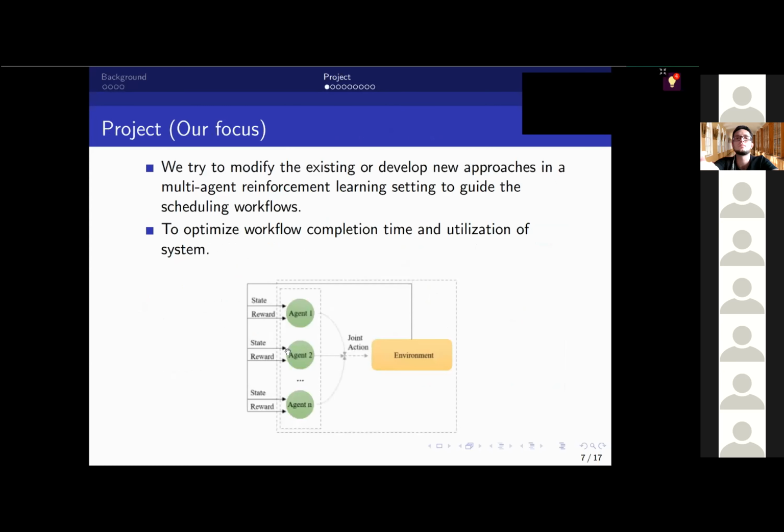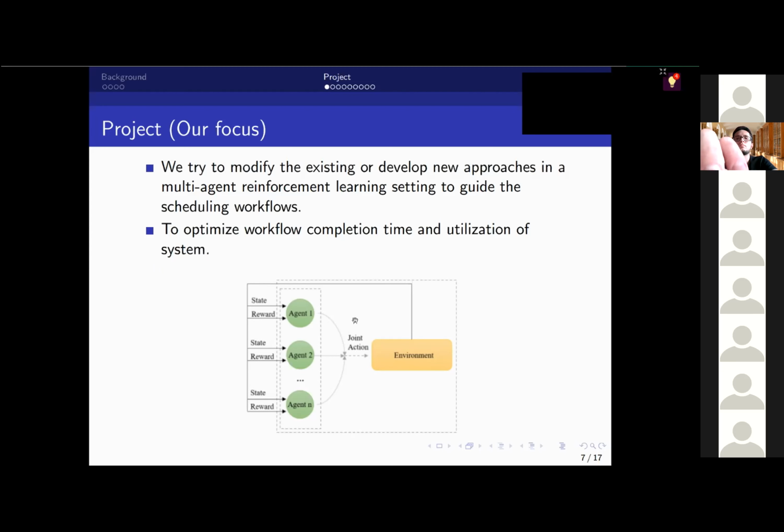Next section is the project. Here is our focus. We try to modify the existing approaches or develop new approaches in a multi-agent reinforcement learning setting to get the scheduling workflows. And the structure is like the picture below. Our objective is to optimize the workflow completion time and the utilization of the system.